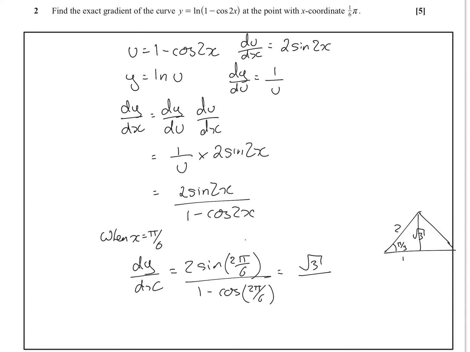1 minus cos pi by 3, that's 1 minus a half. So that's a half, which gives you 2 root 3. Dividing by a half is the same as timesing by 2. You need to do that step to get full marks. Do you need to get to that 2 root 3 to get the full marks? You do need. You can't give it as a decimal.